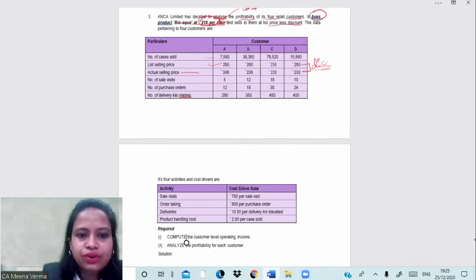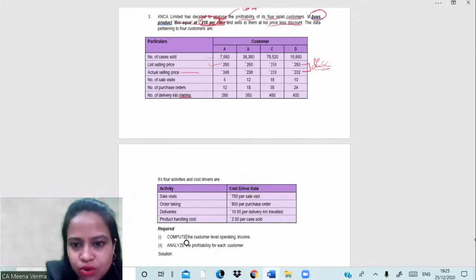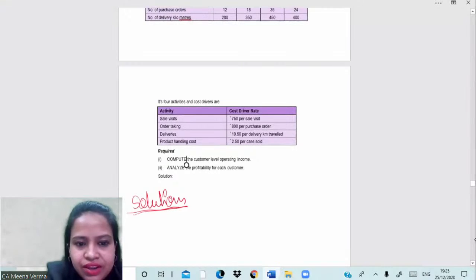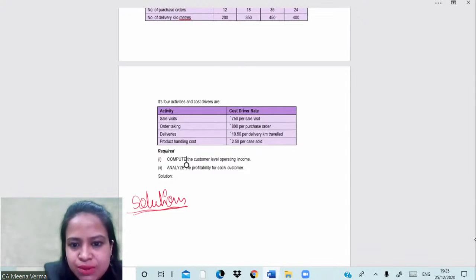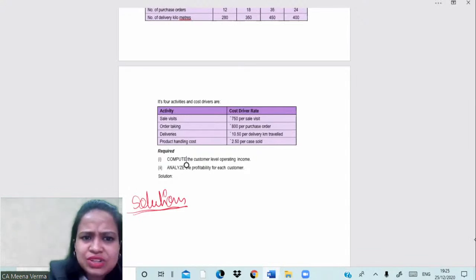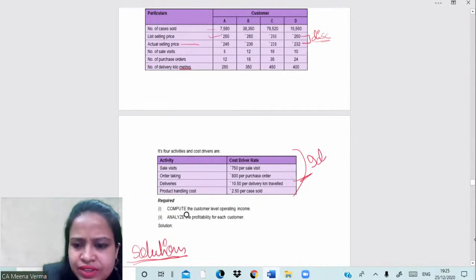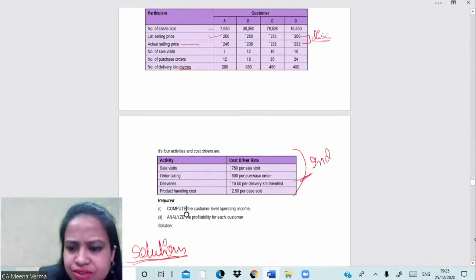Then we have the number of sales visits, the number of purchase orders, and the number of delivery kilometers given. These are the 4 activities and cost drivers. Activities related to cost are given: sales visit, cost per driver is this. We will use all this information to find all the indirect cost.